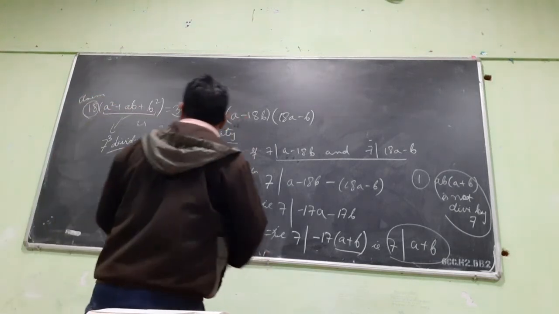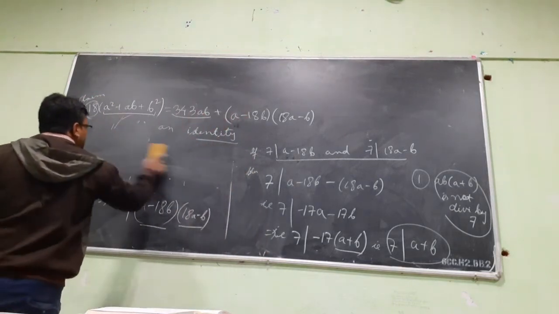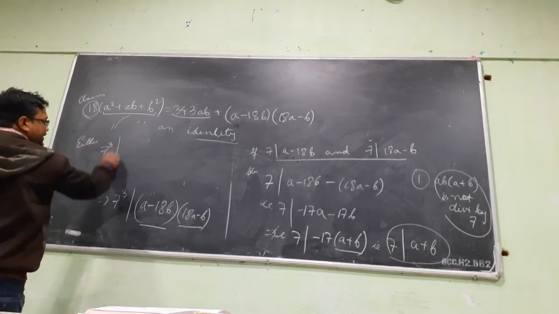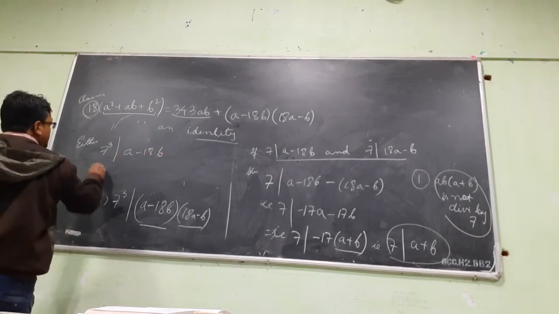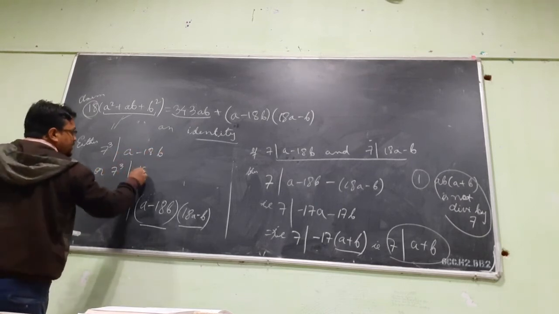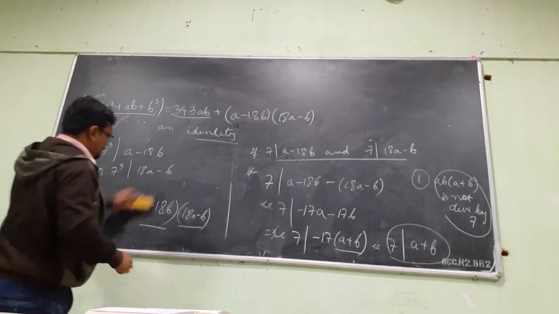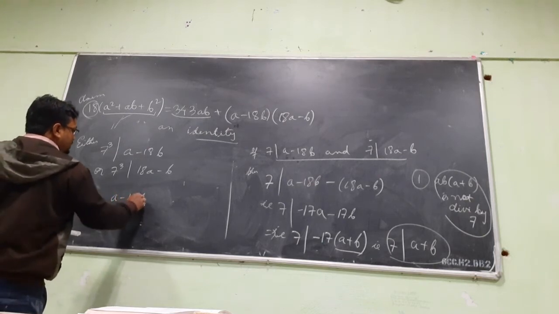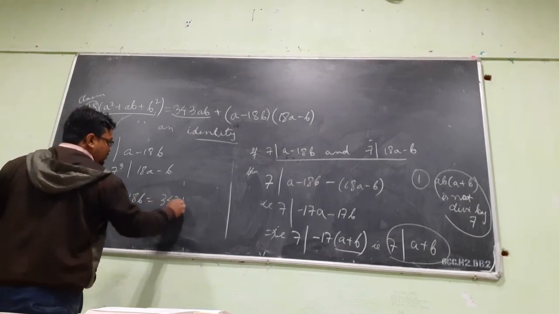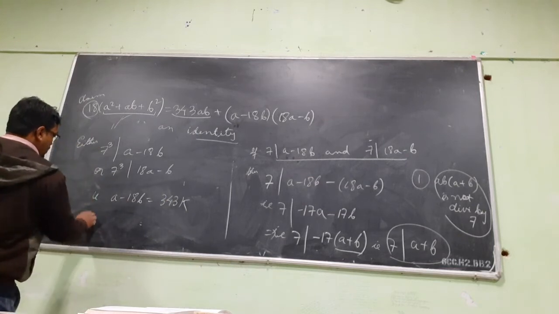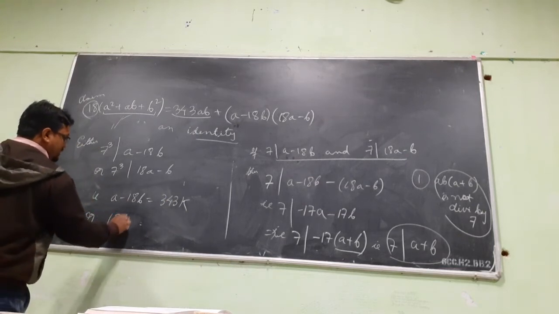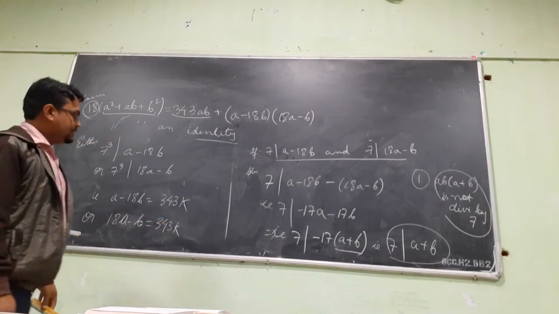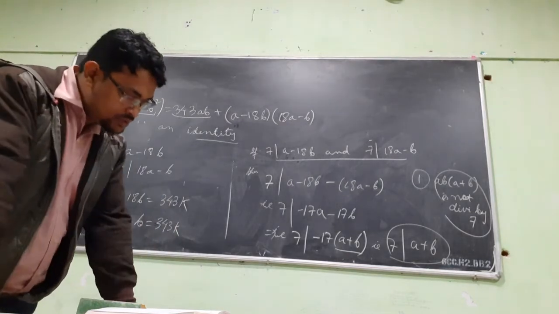So either 7 cube divides a minus 18b, or 7 cube divides 18a minus b. That is, a minus 18b will be equal to 343 into some integer k, or 18a minus b will be of the form 343 into some k. These are the two forms available.